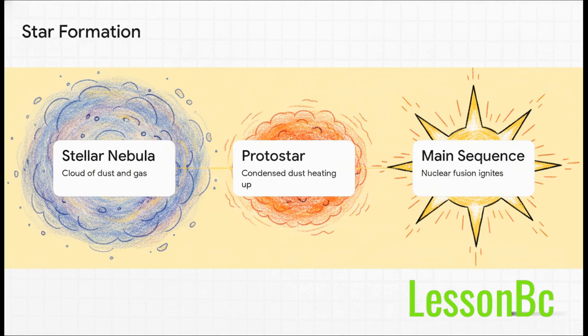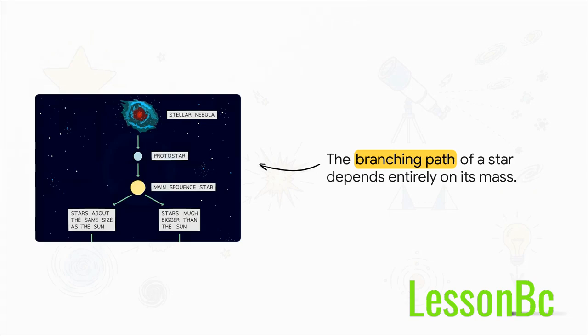As the gas and dust condense, it gets hotter and hotter, forming what we call a protostar. Eventually, the pressure and temperature in the core becomes so intense that nuclear fusion actually ignites. Once that happens, the star stabilizes, officially entering its main sequence phase, which is where it'll spend the vast majority of its life. But here's where things get really interesting.